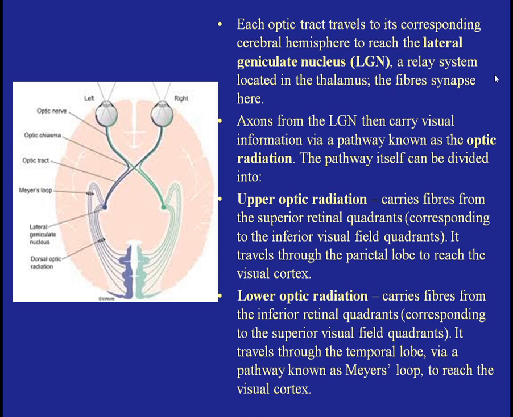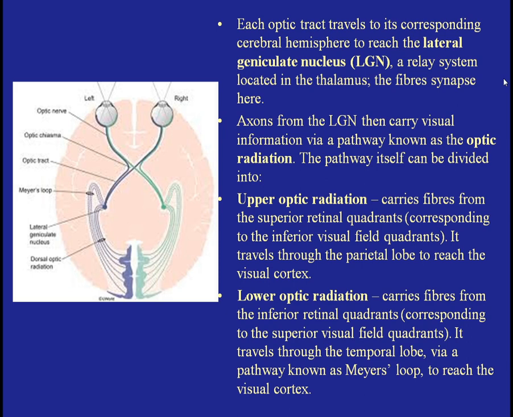Axons from the lateral geniculate nucleus carry visual information via a pathway known as the optic radiation. The pathway itself can be divided into the upper optic radiation, which carries fibers from the superior retinal quadrants corresponding to the inferior visual field quadrants. It travels through the parietal lobe to reach the visual cortex.